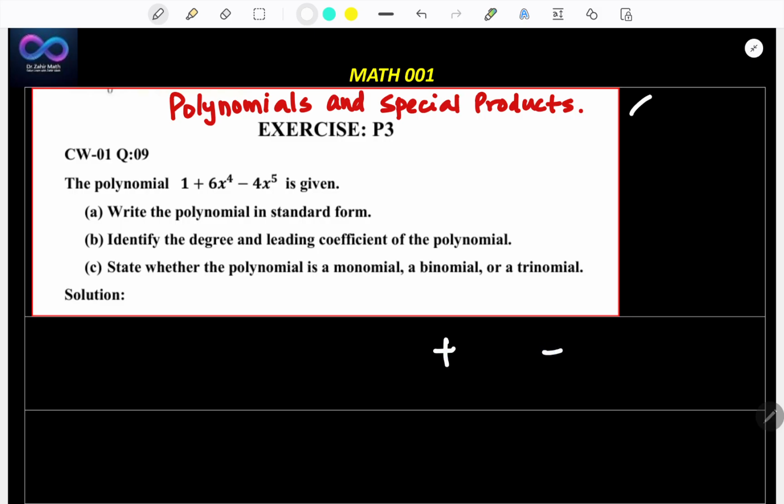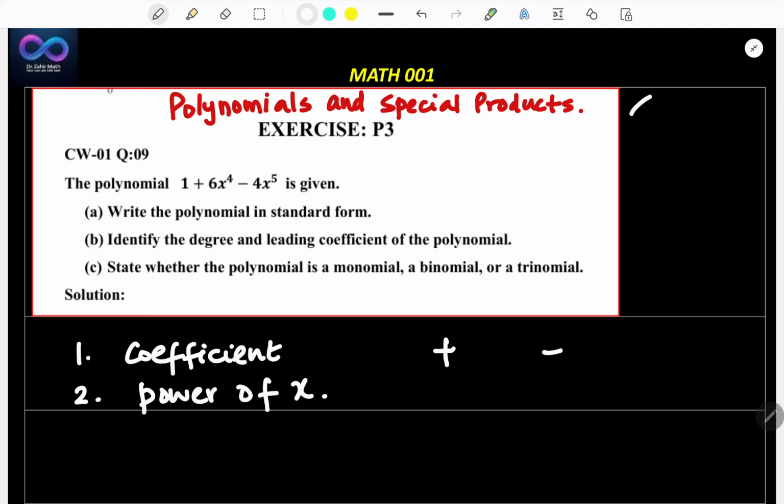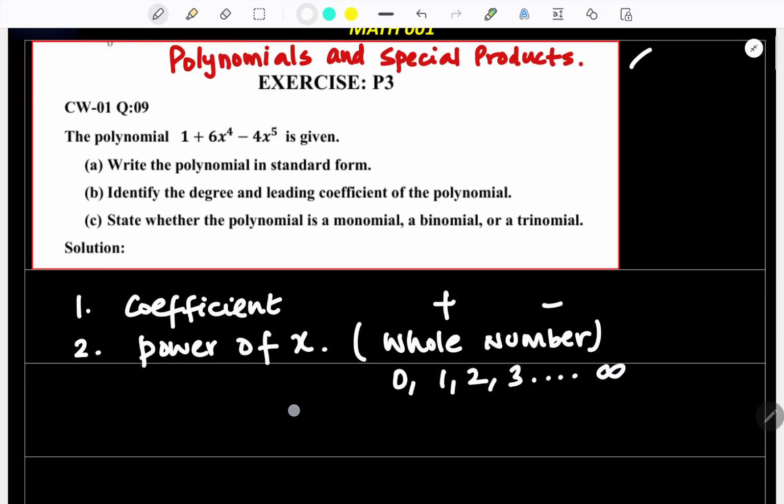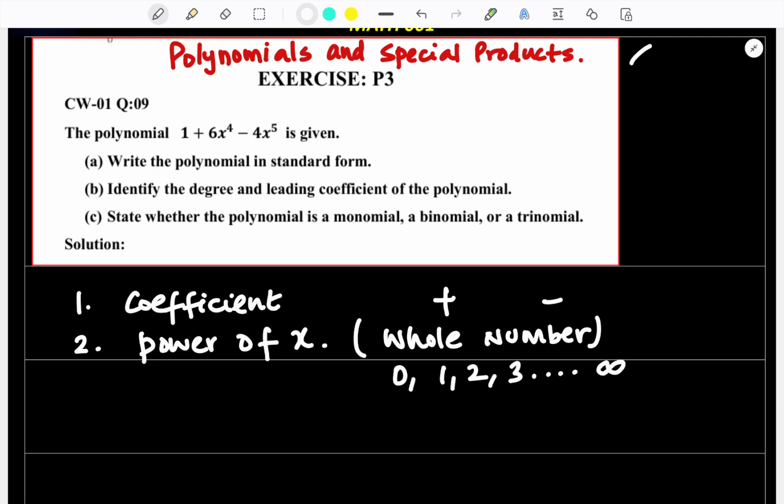Subtracting terms, where each term has, number one, a number, which I told you is the coefficient, right? And it should have a power of x. Power of x, I call it as what? Exponent, right? And that power of x must be a whole number. What is a whole number? We studied in exercise P1, which is 0, 1, 2, 3 and so on up to infinity, right? Whole numbers only, keep in your mind. If these two things are there, then it is called a polynomial.